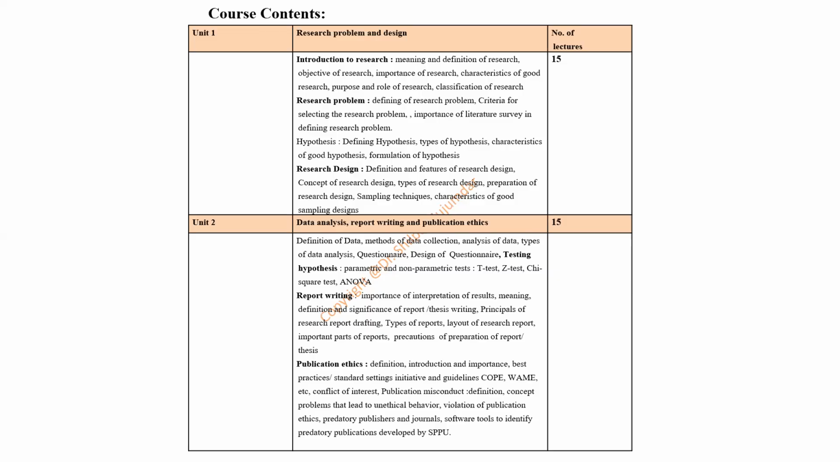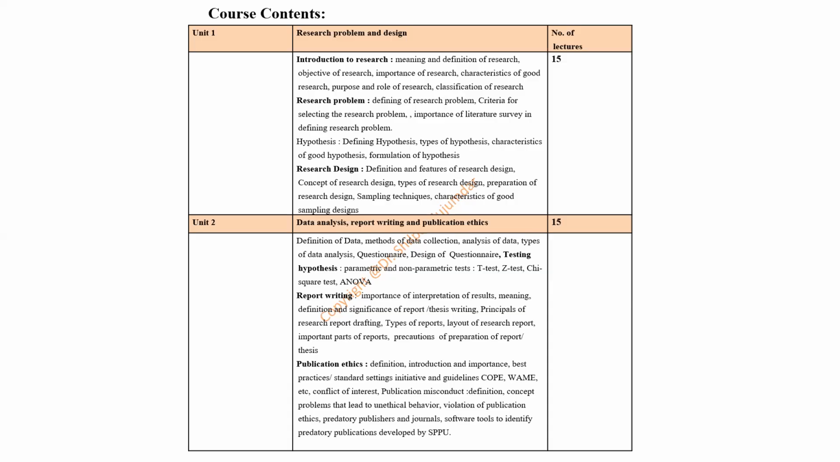Then the next most important part is research design. First we are going to see what is the definition and features of the research design. Then what is the concept of research design, different types of research design, how research design can be prepared in a very effective way, which are different sampling techniques. Then what are the characteristics of good sampling, you can say.